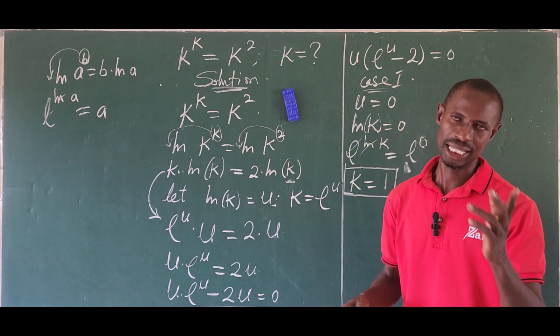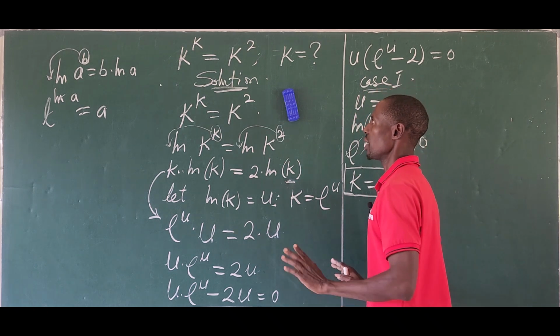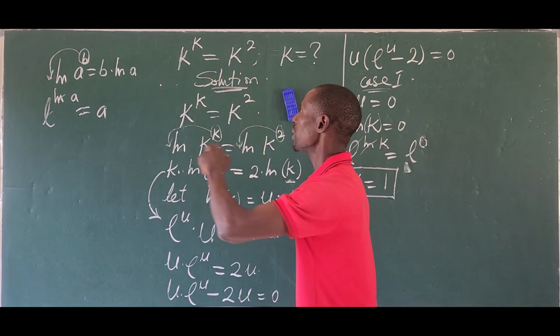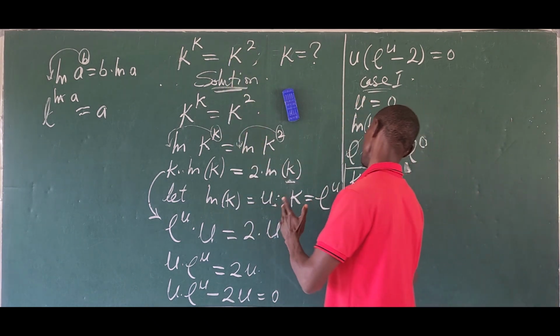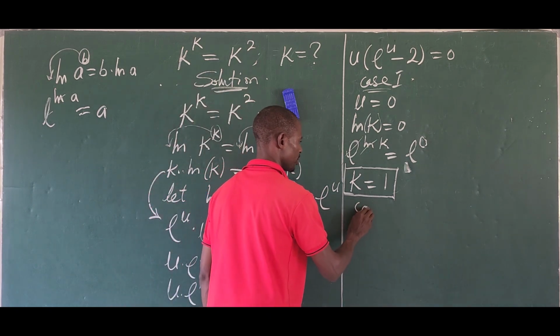All right, let's check if we put 1 into the system, if it will give us a solution to satisfy the equation. So we have here 1 to the power of 1 will give us 1. Then 1 to the power of 2 will give us 1. So 1 as a solution satisfies the original equation, right? So let's take case 2.